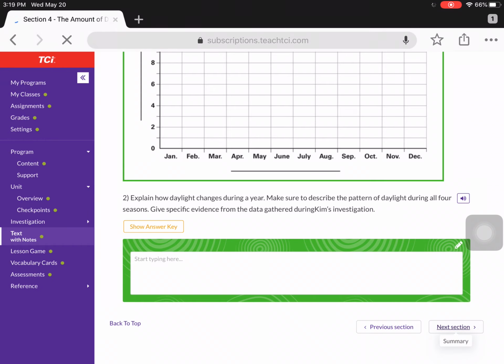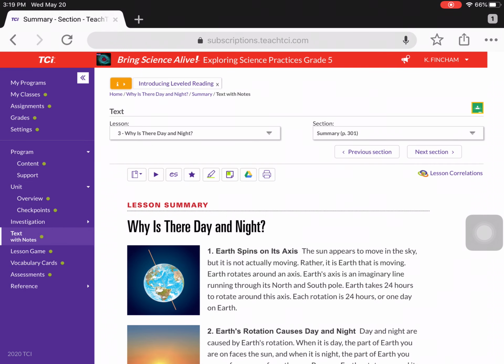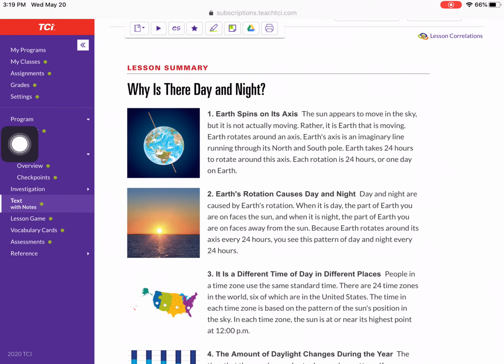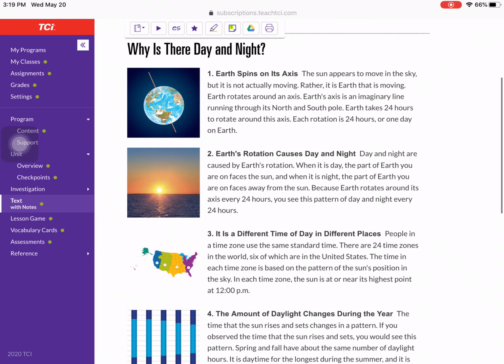We're going to go to the final page of this section, page 301. Lesson summary. Why is there day and night? Section 1. Earth spins on its axis. The sun appears to move in the sky, but it is actually not moving. Rather, it is Earth that is moving. Earth rotates around an axis. Earth's axis is an imaginary line running through its north and south pole. Earth takes 24 hours to rotate around its axis. This rotation is 24 hours, or 1 day on Earth.